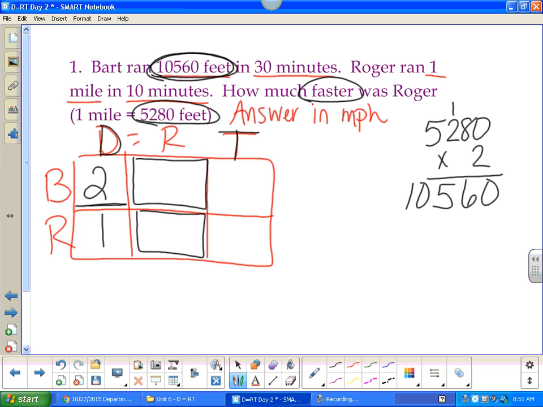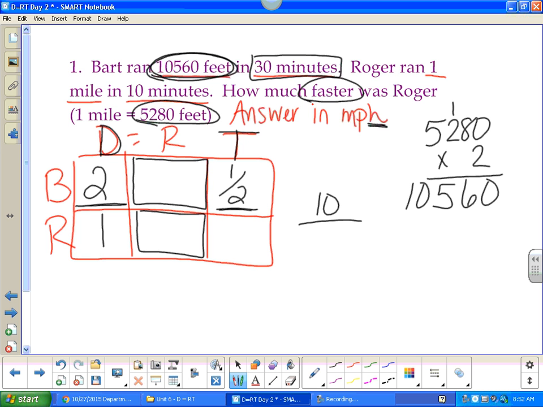Now, again, I don't know their rate, but I do know their time. It's all in minutes, and I need it in miles per hour. So if Bart ran for 30 minutes, how many hours is that? Because if I put a 30 here, that means he ran for 30 hours. Well, 30 minutes is half an hour. That one's easy. Roger ran in 10 minutes. So I need to figure out how much of an hour is 10 minutes.